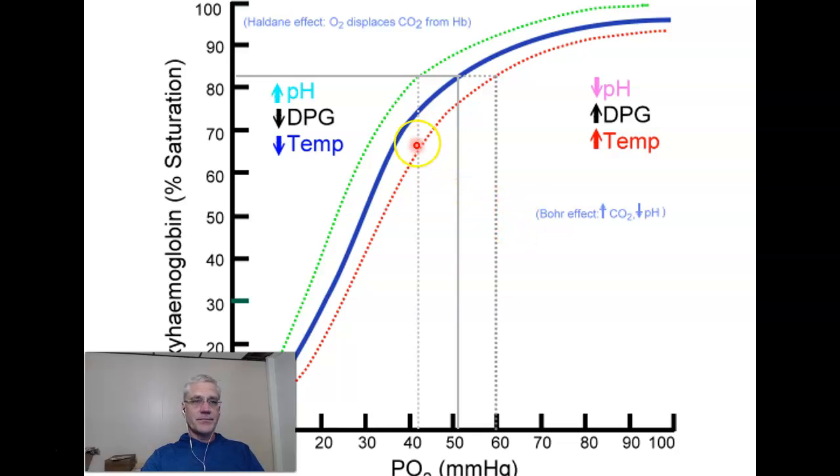On the other hand, the other side of this curve, the green line indicates that hemoglobin is going to hang on to oxygen more readily. That happens when the pH goes up, so things become more alkaline, or when the temperature goes down.